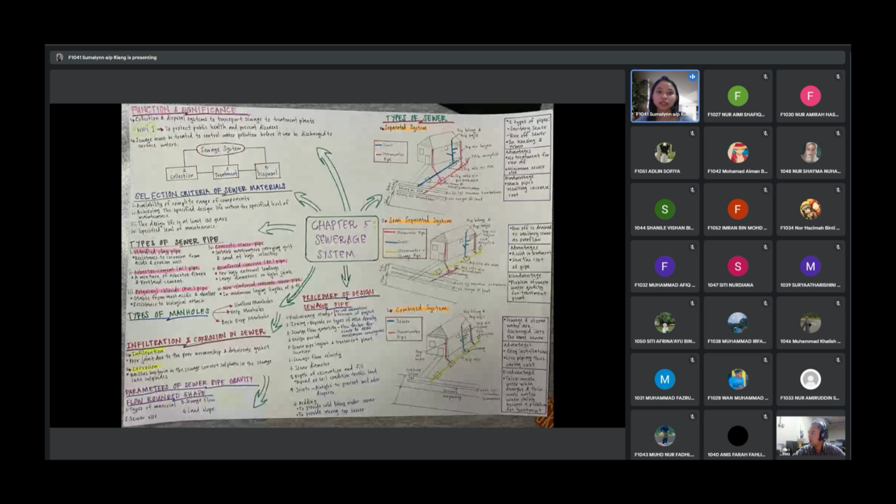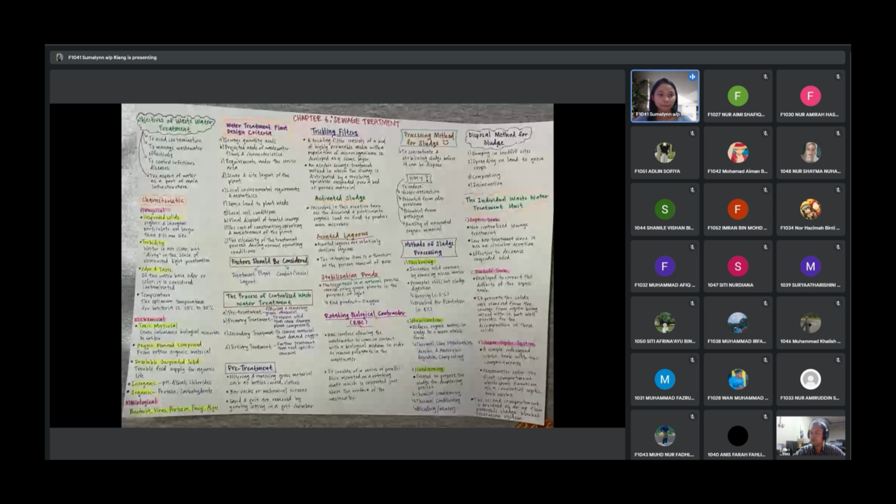And we have come to the last chapter, which is Chapter 6 about sewage treatment. So the objectives for wastewater treatment are to avoid contamination, to manage wastewater effectively, to control infections and disease, and the aspect of water as part of main infrastructure. So the characteristics of sewage water treatment are divided into 3 main types, which are physical, chemical, and biological. And each type of them has various examples.